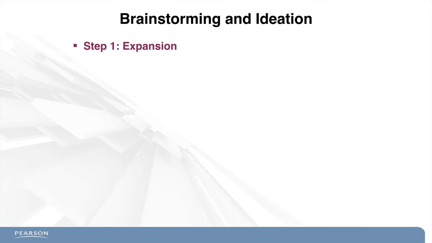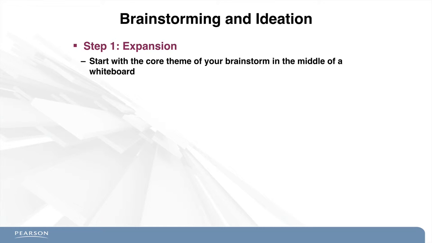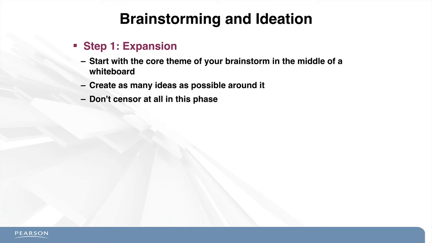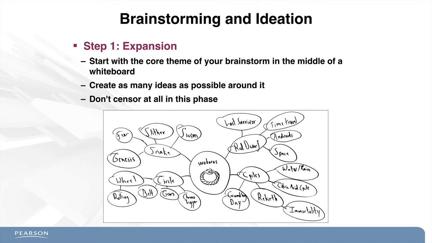Expansion first. Expansion is about building as many different ideas as you can and not censoring. We're going to start with some sort of core theme or core idea of what you want to make. We've not given you a core theme in this InGaDeMo, so you can start with whatever you want. You're going to create as many ideas as possible around it and not censor at all in this phase. Here's an example. Ouroboros was the Global Game Jam theme several years ago, and I expanded a whole bunch of things around it. I did some stuff off of snakes, some off of circles and wheels, some off of cycles, and some off of the Red Dwarf television show, because the Ouroboros was an interesting symbol in there.